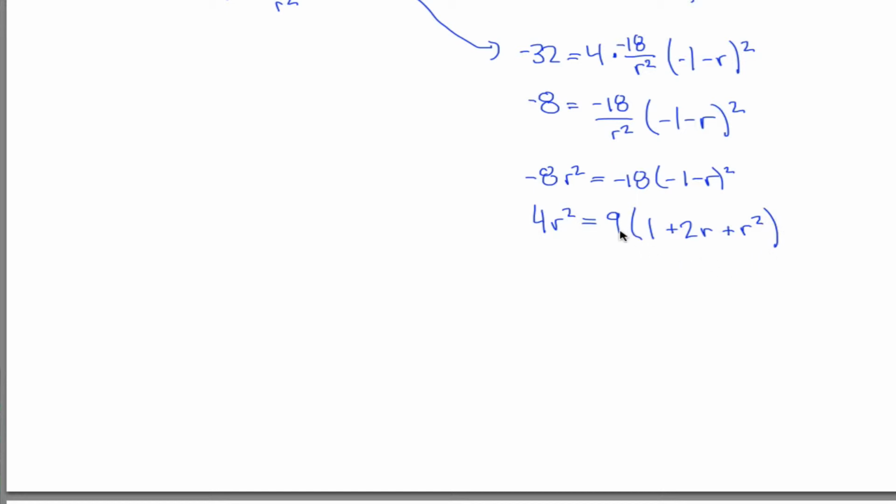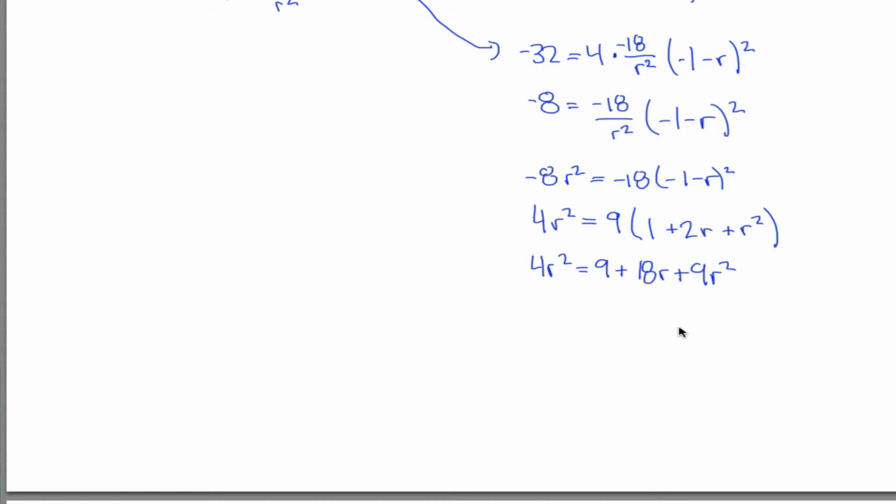Okay, so to solve this, this looks like this might be a quadratic equation. I might be able to solve it. I'd like to be able to move pieces around, but the parentheses are getting in the way. So let's distribute the 9 and get 4r squared is equal to 9 plus 18r plus 9r squared. When you try to solve quadratic equations, it helps if this thing factors, which I hope it will. I'll need to set this thing equal to 0 to try to factor it.